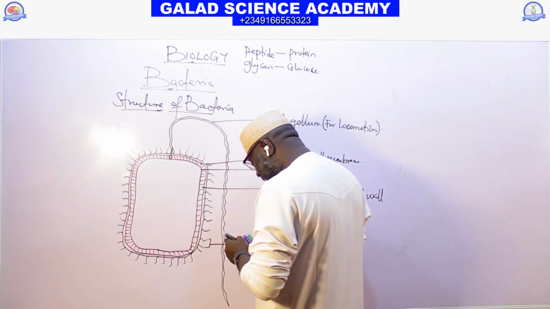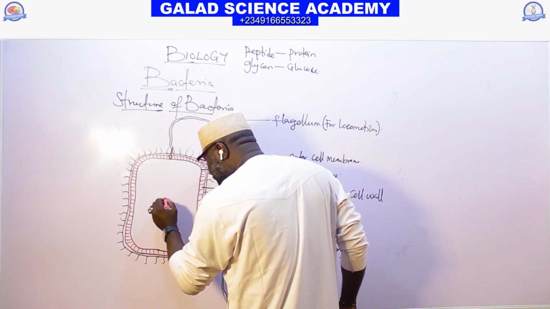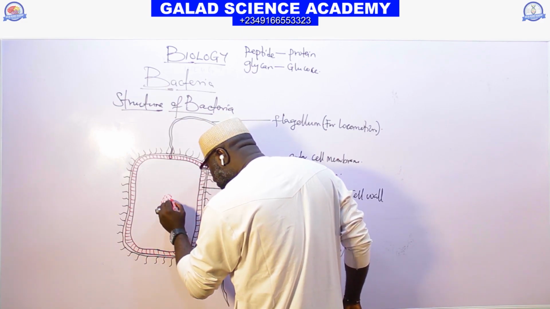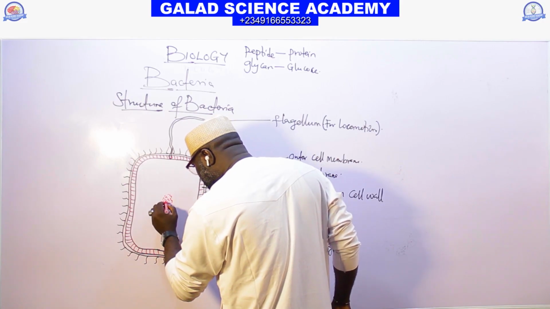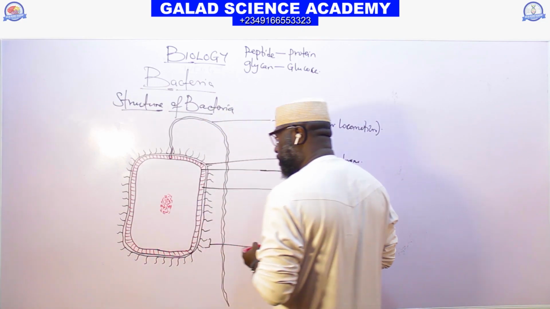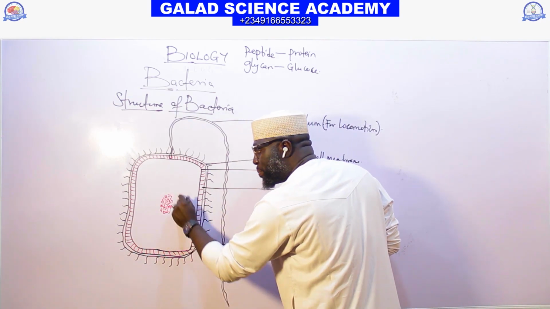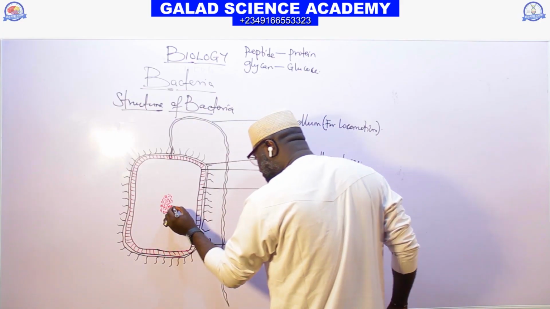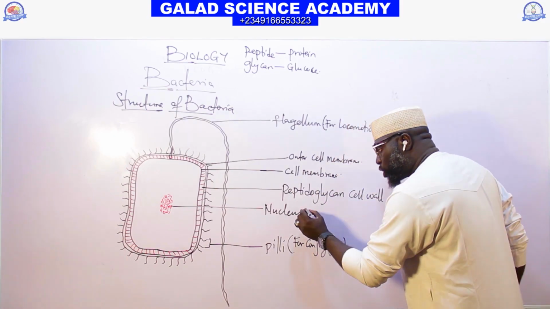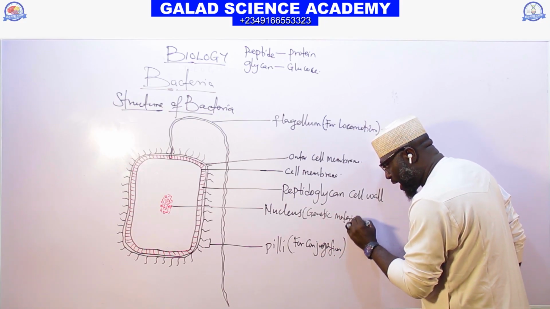And the next thing we have in bacteria is this. At the center of bacteria, there is genetic material. This is the nucleus, and we cannot call it a true nucleus because there is no nuclear membrane here. So this represents the nucleus, which contains the genetic material in bacteria.